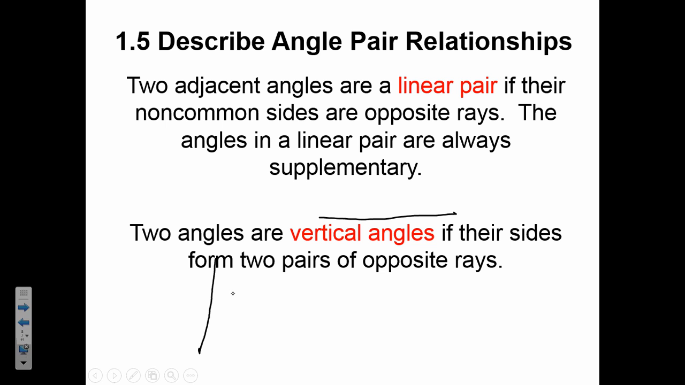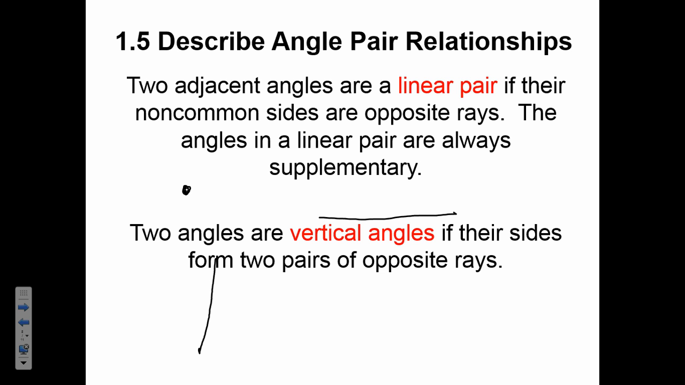Two adjacent angles are a linear pair if their non-common sides are opposite rays. So again, remember what an opposite ray is. It means that it points in opposite directions. So the two adjacent angles are a linear pair if their non-common sides are opposite rays.